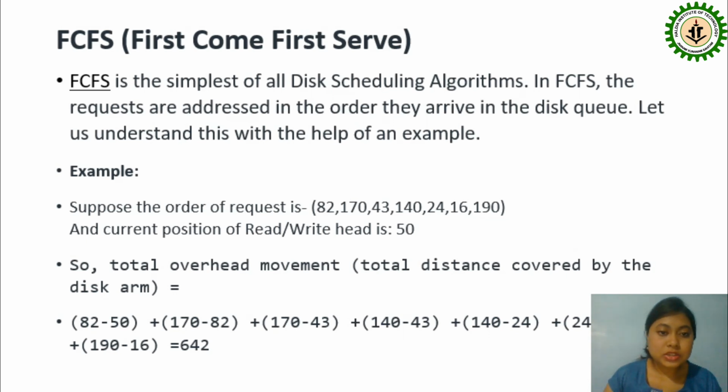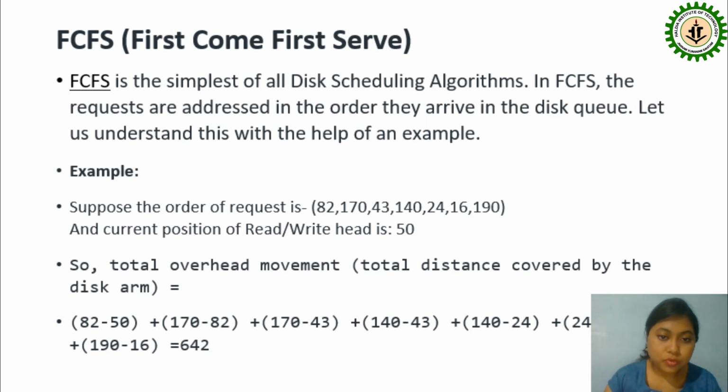First we take an example. The order of requests will be 82, 170, 43, 140, 24, 16 and 190. The current position is 50. So the disk movement will be from 50 to 82, then 82 to 170, 170 to 43, 43 to 140, 140 to 24, 24 to 16 and 16 to 190. The total overhead movement will be the total distance covered by the disk arm.